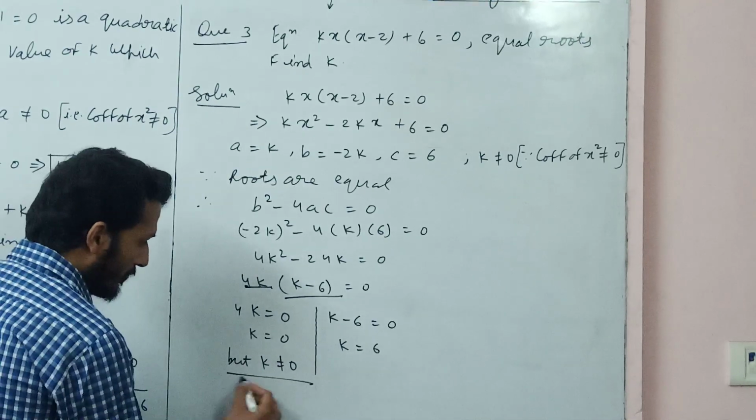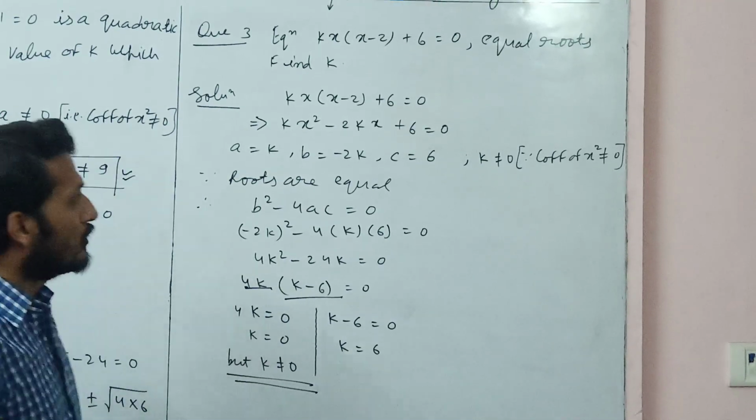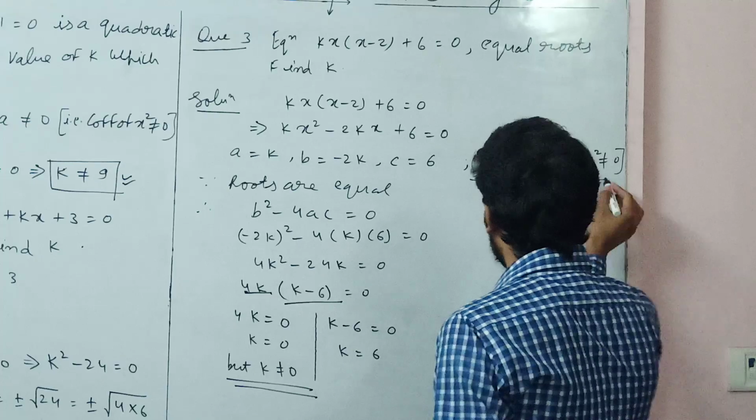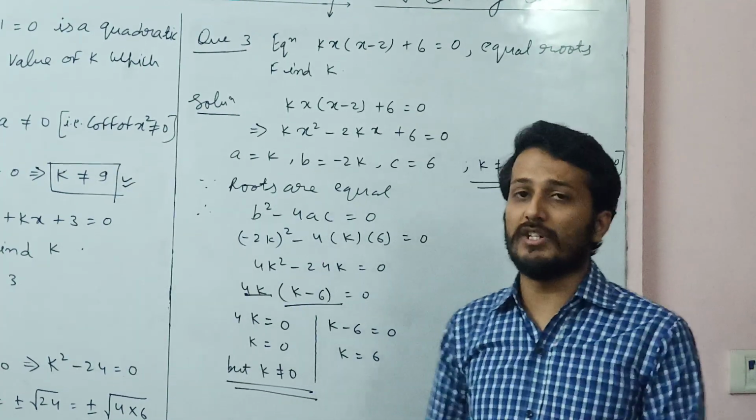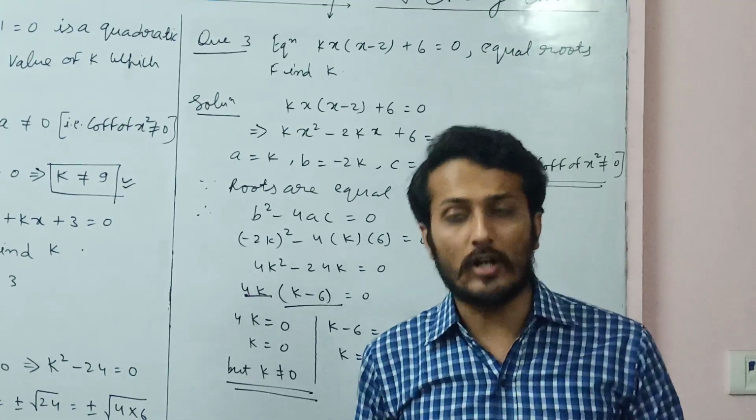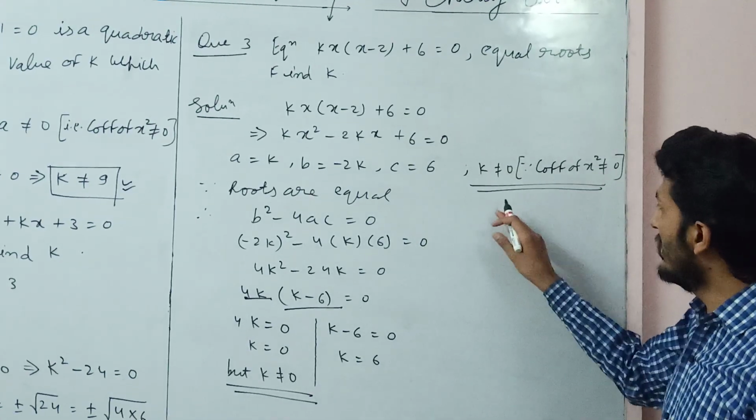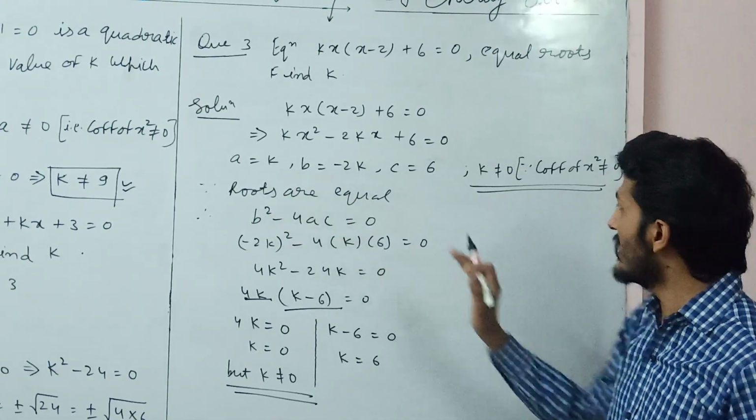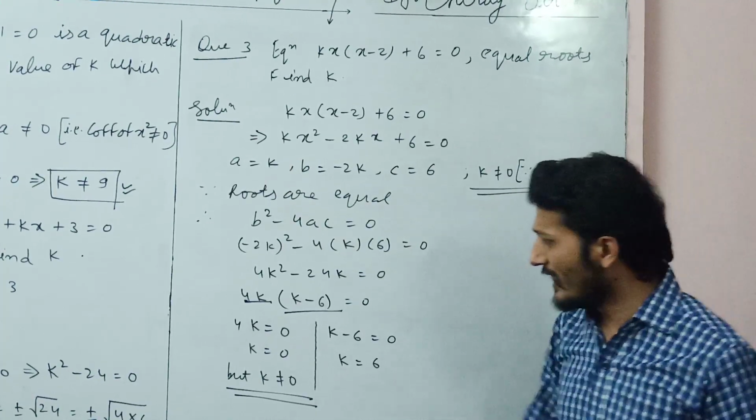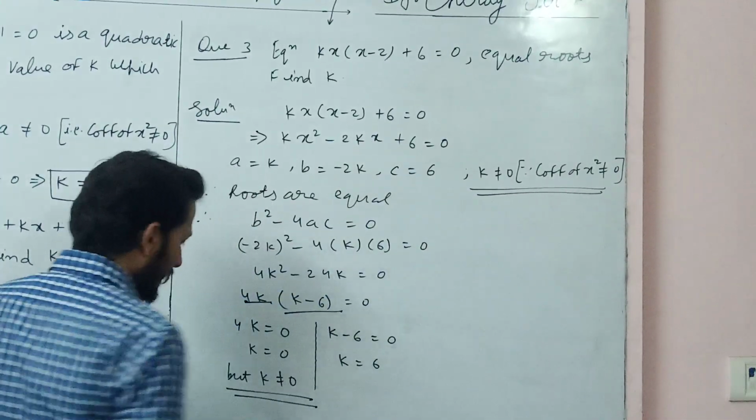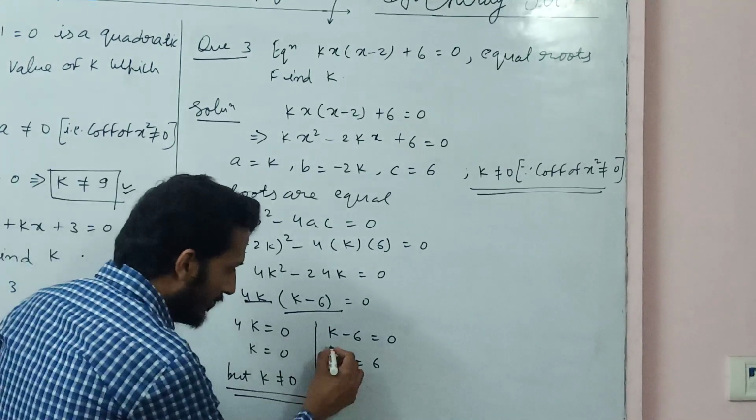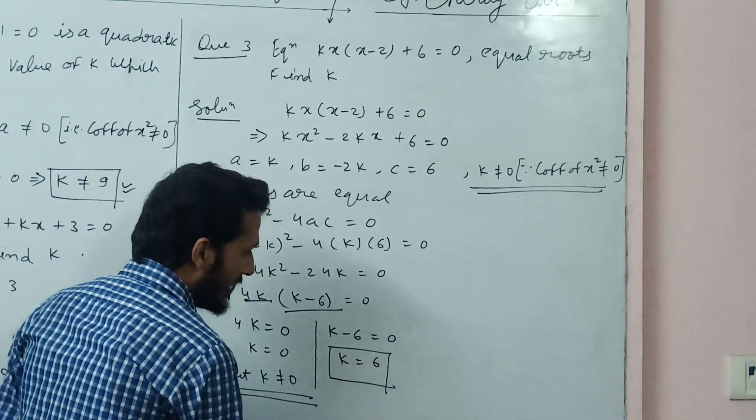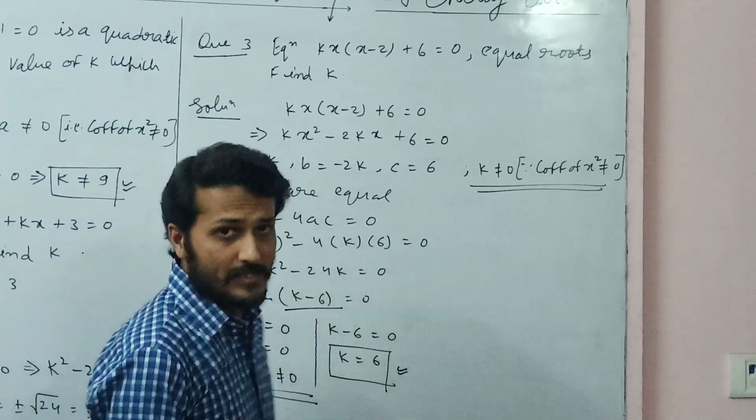But k cannot be equal to 0. Why? So just come here. Why can k not be equal to 0? We have discussed here that in a quadratic equation, the coefficient of x square cannot be equal to 0, and here the coefficient of x square is k, so k cannot be equal to 0. We discussed in the beginning why k cannot be equal to 0. We need to mention this. So the only value which remains is k equals 6.